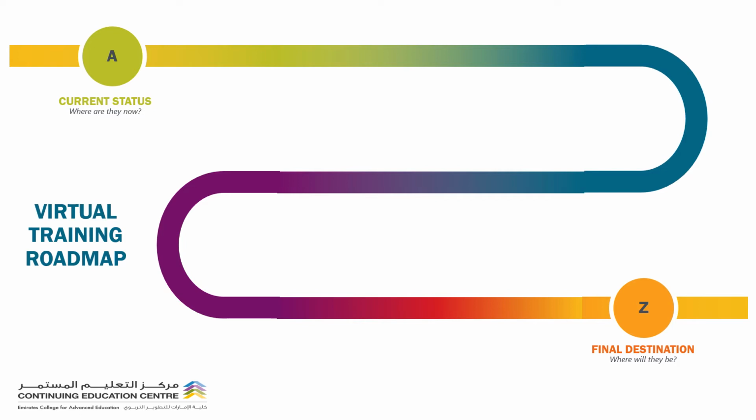Then the next thing we're going to do is, I know you're looking at this probably going, okay, well, we have A to Z. I figured out what their current status is. I figured out where they will be, but how do I get them from A to Z? The answer, my friend, is going to be through milestones. So what we're going to do next is we're going to map out 4 to 6 big milestones that our learners will need to achieve in order to get them from A to Z.